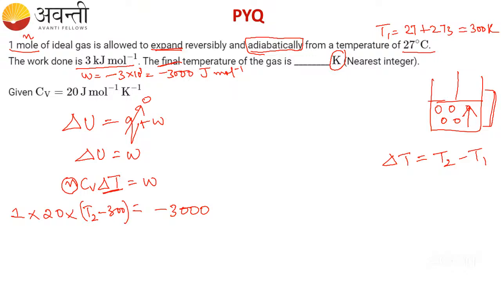Now if you solve this, you will get a final temperature value as, okay, can anyone try? Can anyone try the answer for this question? Let me know if you have got the value of T2. Please do the multiplication and division process and let me know the answer.